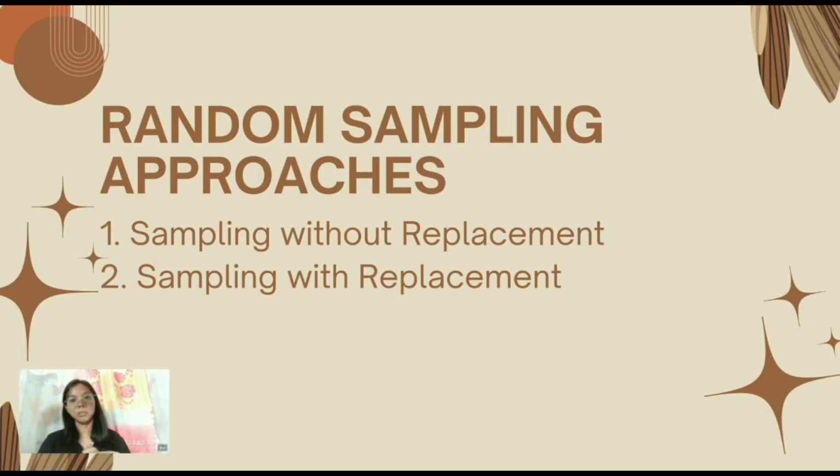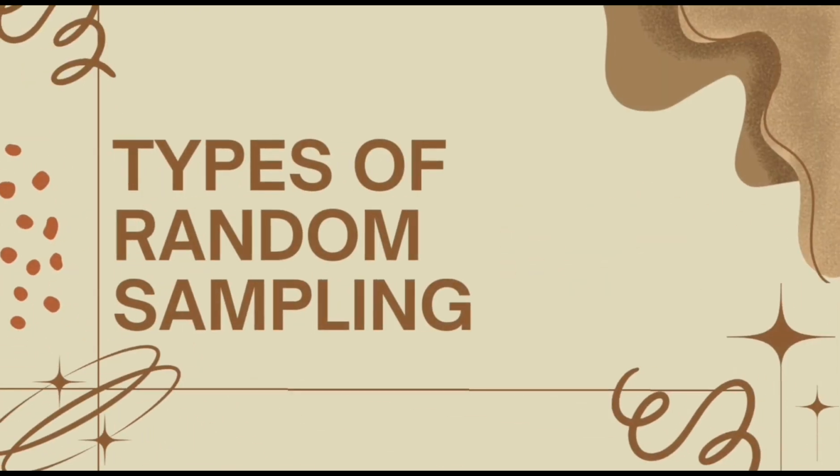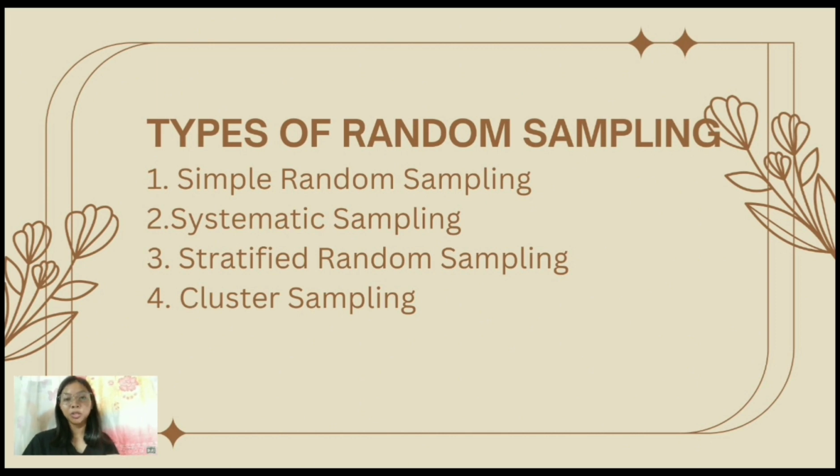Random sampling can be performed using sampling without replacement, where each element can be chosen only once, and sampling with replacement, where elements can be chosen multiple times, providing the chance for repetition. There are 4 main types of random sampling.